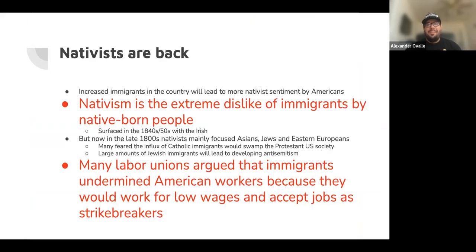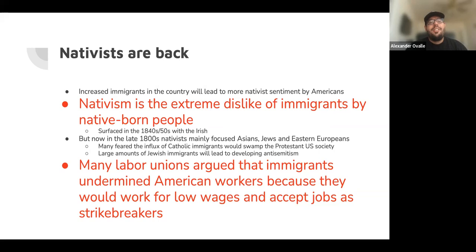All right. So as more and more immigrants are coming to the country, the nativist thought reappears. So increased immigrants to the country will lead to more nativist sentiments among Americans. Nativism, again, is the extreme dislike of immigrants by native-born people. This came about in the 1840s and 50s against the Irish, but now in the late 1800s, nativists focused mainly on Asians, Jews, and Eastern Europeans. Many feared the large influx of Catholic immigrants would swamp out the Protestant U.S. society. Oh no.